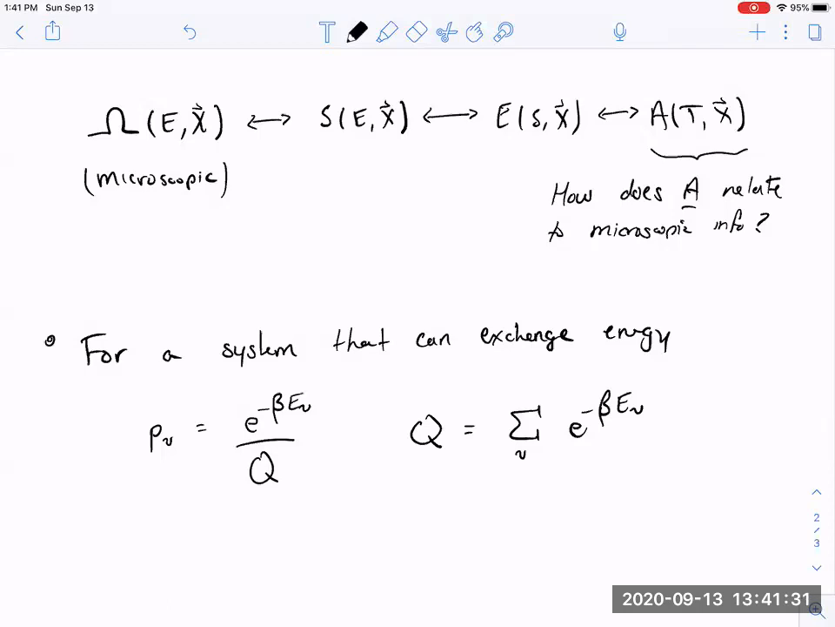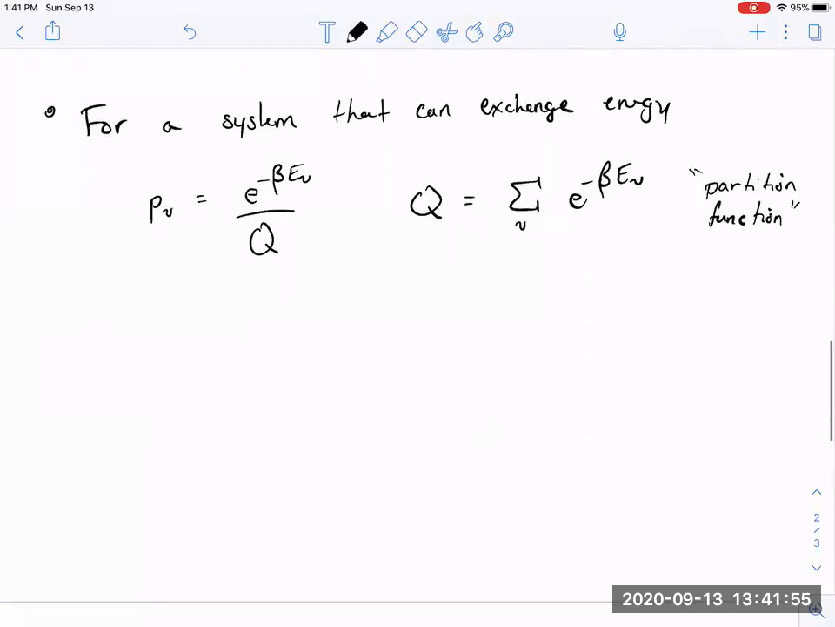This Q deserves a name. We'll see that it encodes a tremendous amount of information and is a very useful thing to know. So let's call it the partition function, a name that will become clear shortly. So let's think about what exactly this Q is. What does it depend on?